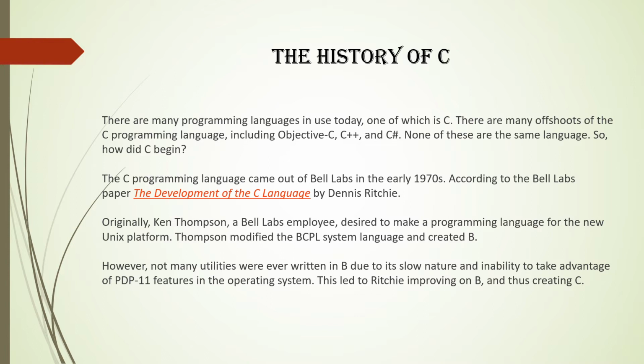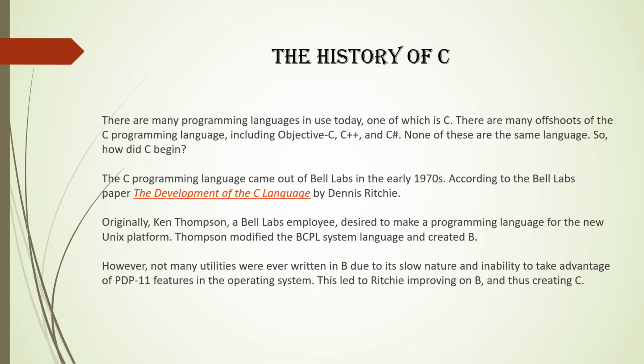The C programming language came out of Bell Labs in the early 1970s. According to the Bell Labs paper, The Development of the C Language, it was originated in 1970 by Dennis Ritchie. Originally, Ken Thompson, a Bell Labs employee, desired to make a programming language for the new Unix platform. Thompson modified the BCPL system language and created B. Means there was a scientist called Ken Thompson who created B from BCPL.